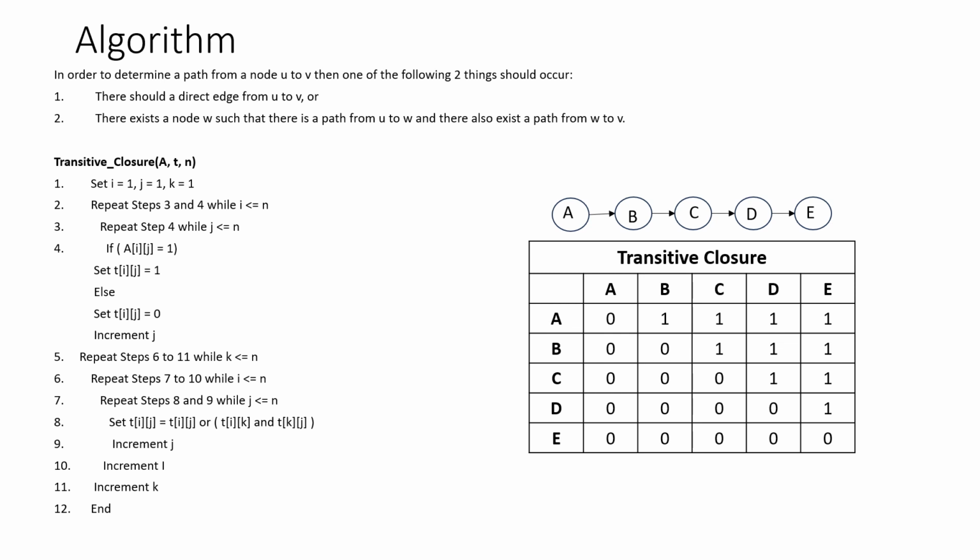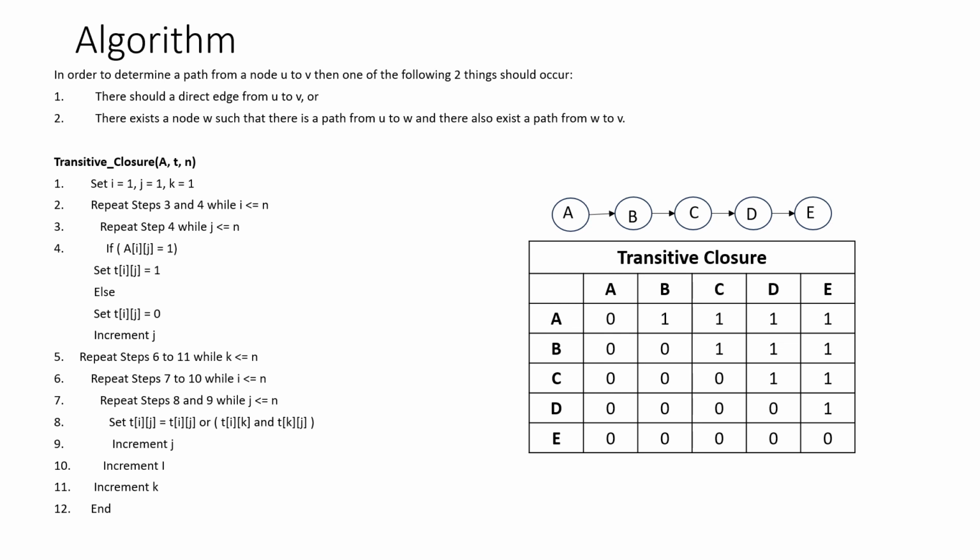So let's consider C as an intermediate vertex. Now we have to find the path from A to C. Since there is not a direct edge from A to E, we have to find the path from A to C first and then C to E. And if there exists a path from A to C and there also exists a path from C to E, then in that case we can say that there exists a path from A to E. So first of all, let's try to find the path from A to C.